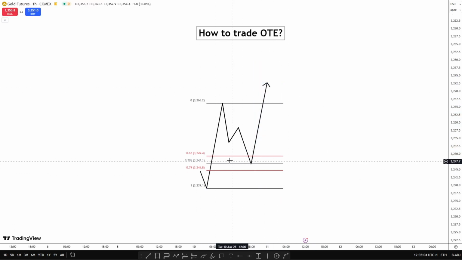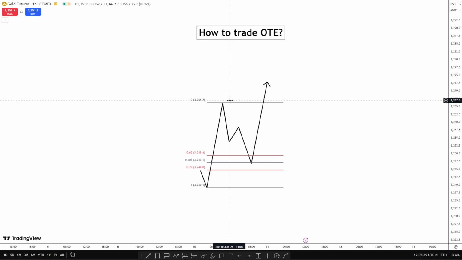Now I personally don't trade OTE just by itself, but I can show you how you can do that. I personally use this and align it with other confluences such as a CISD. If I have a CISD aligning inside OTE, it just makes it more powerful. A fair value gap, an order block, a breaker block, a unicorn model, any sort of entry point aligning with OTE just makes it much stronger.